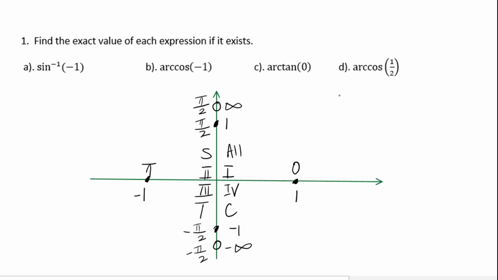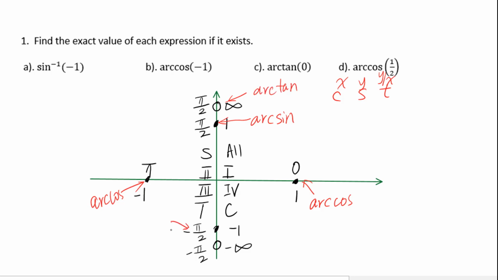For the x-axis, we know cosine as x, sine as y, and tangent as y over x. So for the x-axis, this one means inverse cosine. This is inverse sine. This is inverse tangent. This one is arc sine. Then arc tangent.